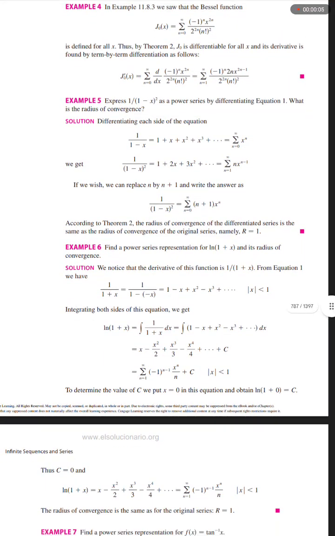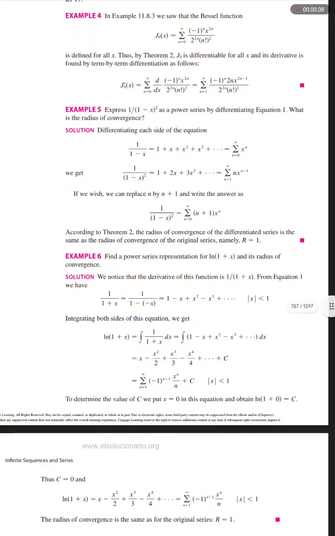Example 4. In example 11.8.3, we saw that the Bessel function J sub 0 of x equals the sum from n equals 0 to infinity of (-1)^n times x^(2n) over 2^(2n) times (n factorial)^2 is defined for all x.